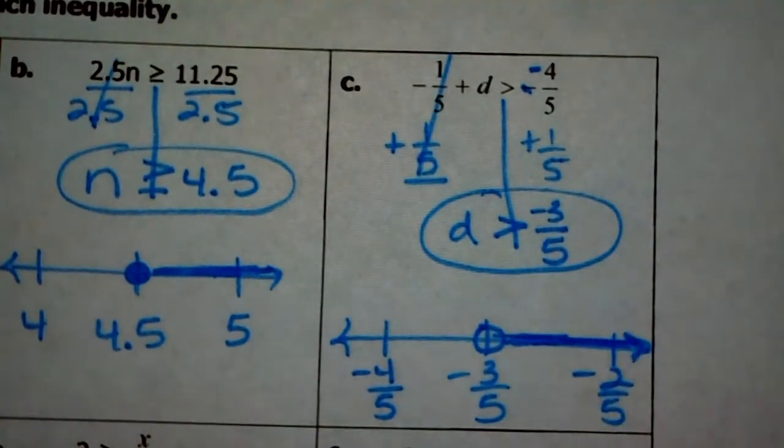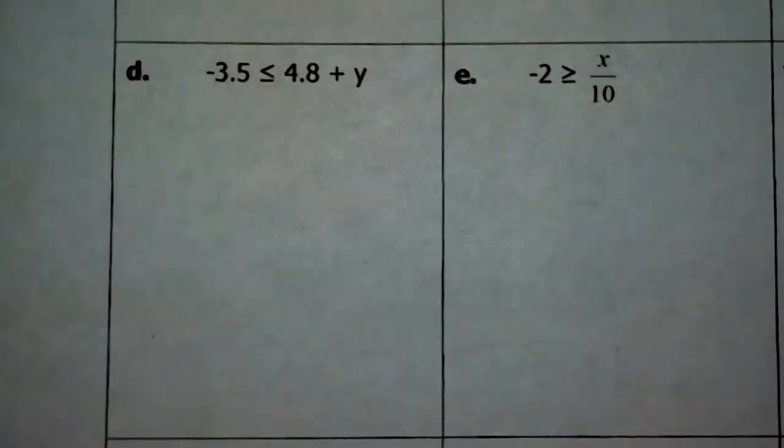I have a feeling you're going to look up at the number line a lot. That's good. That's what it's there for. All right, letter D. We're just cruising along.